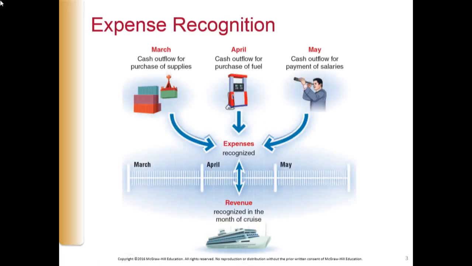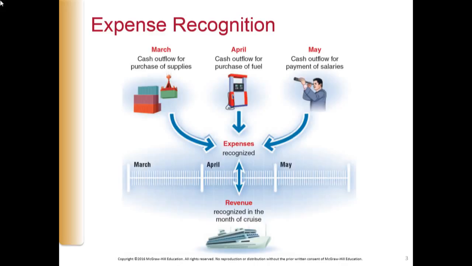So we're looking at expenses and revenue for a cruise ship. We see this timeline from March through May. In March, the cruise company purchased supplies for the cruise that was to occur in April. In April, the cruise actually occurred. They had to put fuel into the cruise ship, and that was an expense that occurred in April. And then the cruise was given to customers in April, so customers paid for that cruise during April.